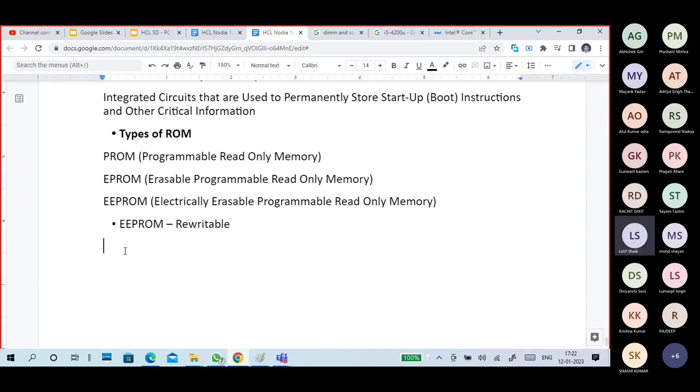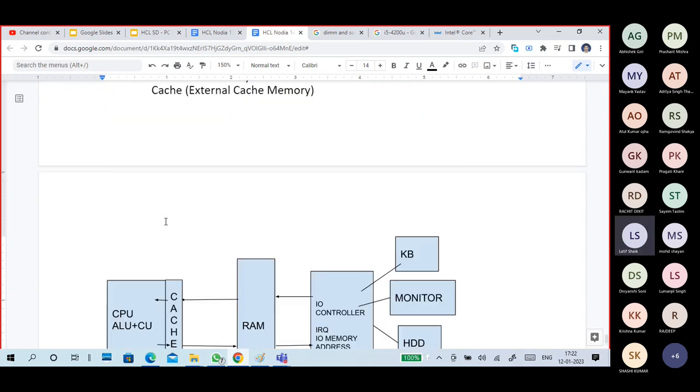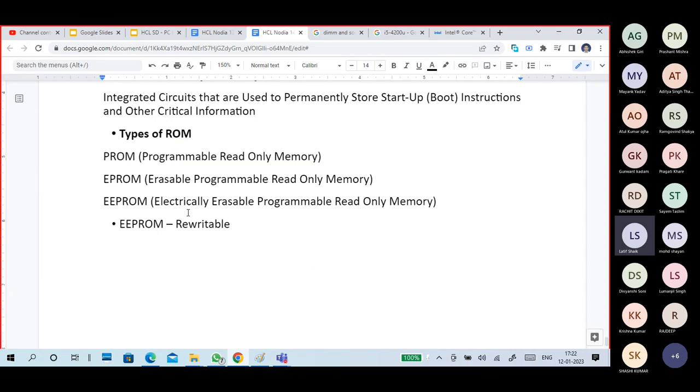Okay, unlike RAM, guys, we can add a RAM, we can remove a RAM, we can insert a RAM. So with RAM we can change it and increase the size. ROM is not like that. We don't touch ROM generally, unless you get a big problem, then only we will touch the ROM chip. The ROM chip is permanently on the motherboard.